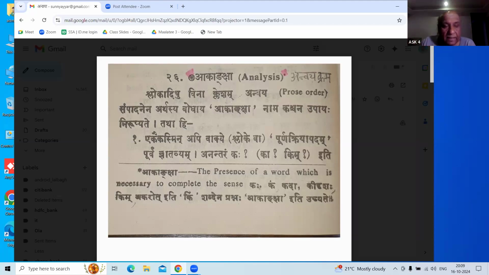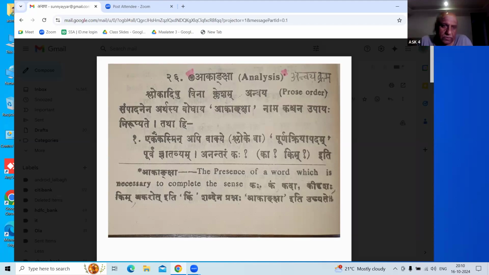So when we have to read and analyze, we have to put those words in the order that we are used to, subject, object, predicate, subject, object, verb. Predicate here means verb, so that we are able to understand the text that we are reading. That is the reason we do the prose order.